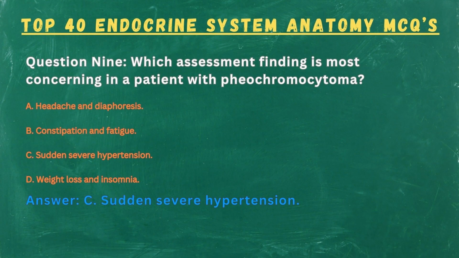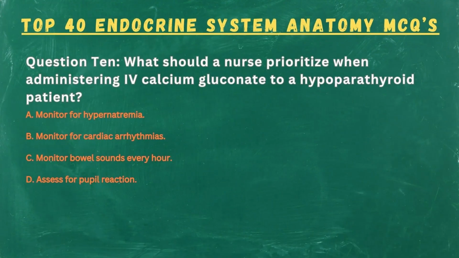Answer: C. Sudden, severe hypertension. Question 10. What should a nurse prioritize when administering calcium gluconate to a hypoparathyroid patient? A. Monitor for hypernatremia. B. Monitor for cardiac arrhythmias. C. Monitor bowel sounds every hour. D. Assess for pupil reaction.